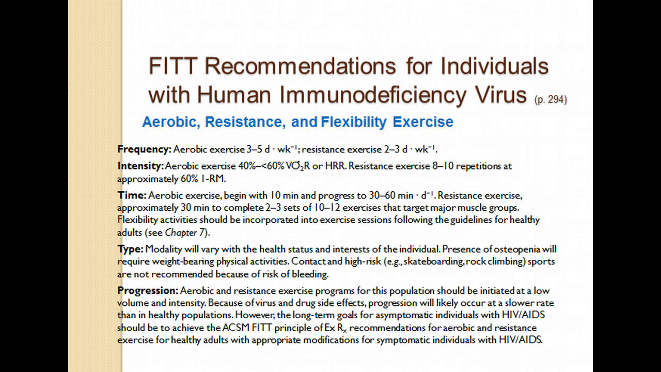So here is the FITT from the ACSM guidelines. And you could see a lot of these things are really no different than what you'd see for the general population. Aerobic exercise frequency 3 to 5 days a week. Resistance exercise 2 to 3 days a week. Starting out at moderate intensity of heart rate reserve or VO2 max. 8 to 10 repetitions, 60% of 1 RM. So maybe that's the higher repetitions, maybe around 10 repetitions.